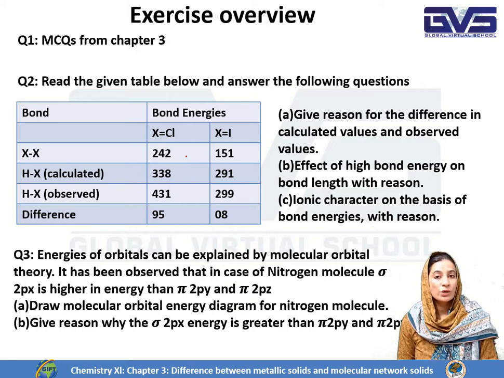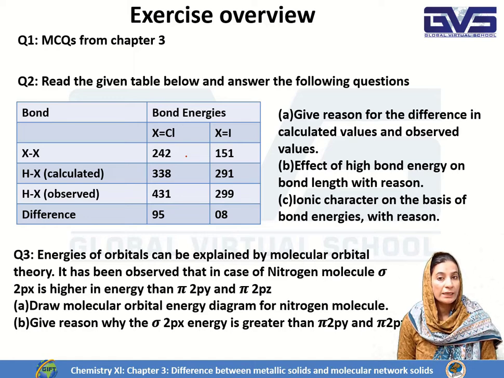Because greater energy is required to break the bond. Similarly, ionic character is related to bond energy, with reason. The more the ionic character, the more the bond energy, and the less the ionic character, the less the bond energy. As ionic character increases, we have calculated the ionic character for hydrogen fluoride. You can calculate it for HCl as well as HI.